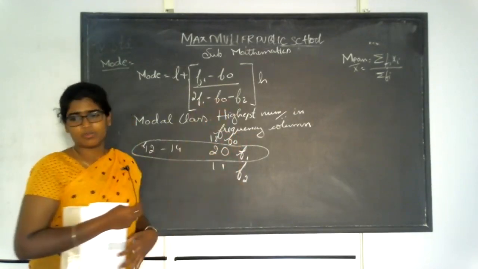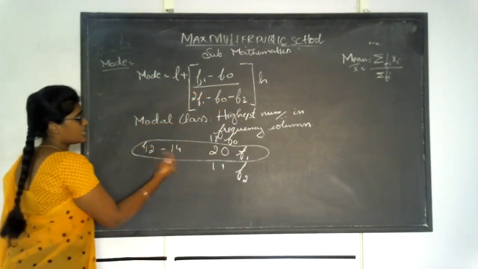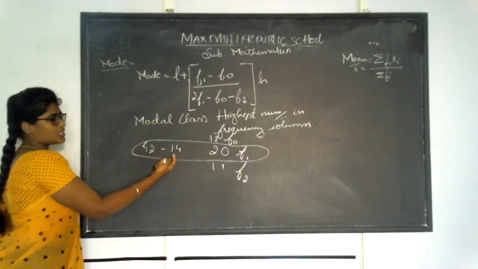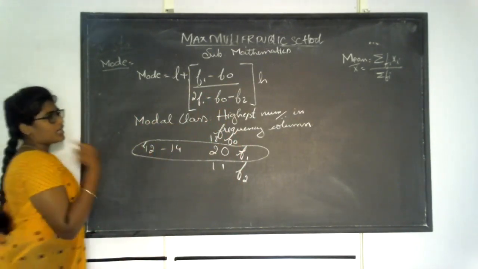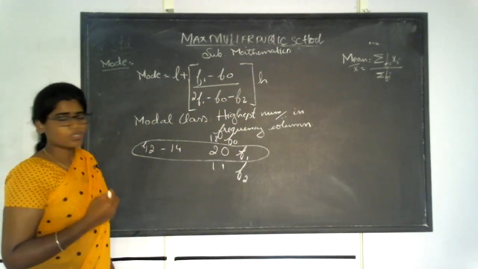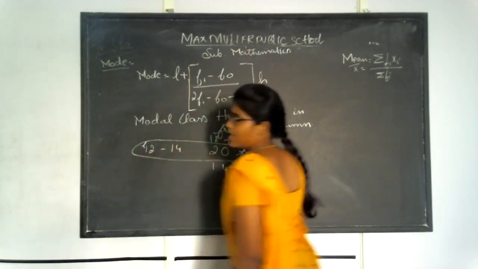Then what is H? H is the class size. What is the class size? 14 minus 12 is 2. So 2 is the class size. Clear? How to find the mode? Let me substitute everything in the formula. First of all, what is L? L is 12.